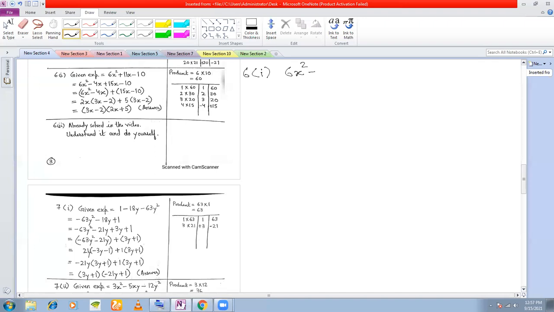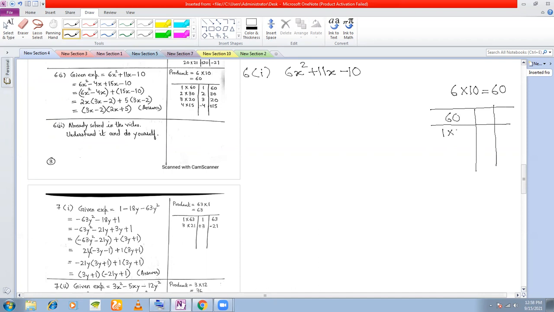6x square plus 11x minus 10. Again, it's already in descending powers of x, right? So you don't need to arrange again. What you need to do is multiply the extreme terms. That is 6 into 10, which is equal to 60. Okay, now you need to factorize 60 into two factors.